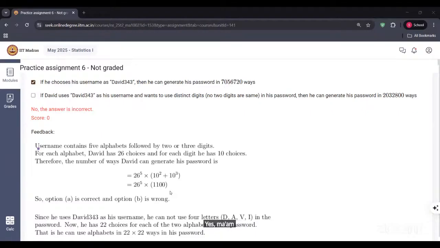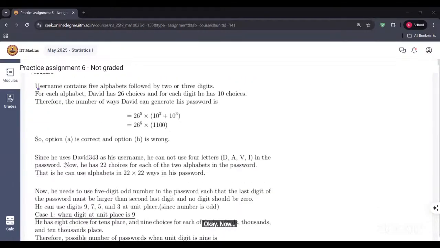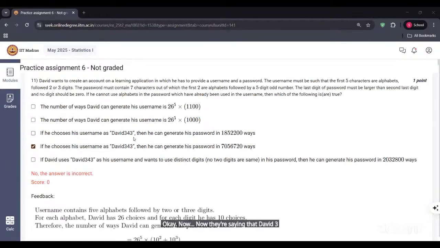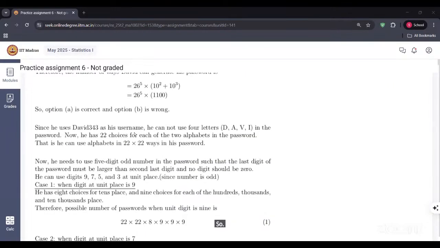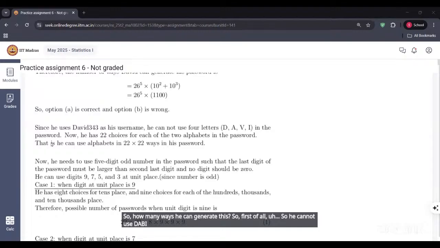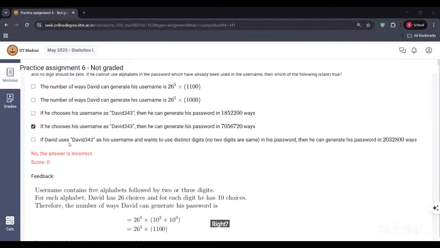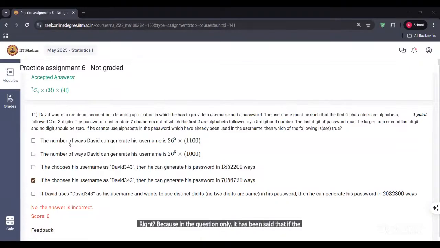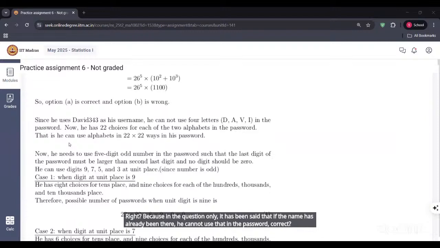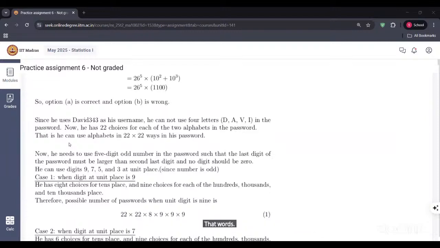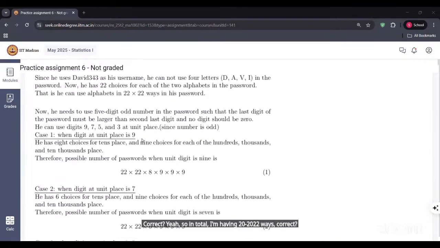Yes, ma'am. Now they're saying that David's username is 343. So how many ways can he generate this? First of all, he cannot use DAVI in the password, because the question says that if the name has already been used, he cannot use those letters in the password, correct? So 4 letters have been subtracted. In total, I'm having 22 choices for the 2 alphabets. So in total, I'm having 22 into 22 ways, correct?